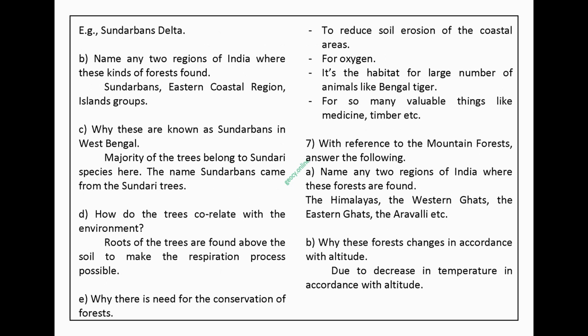Why are these known as Sundarbans in West Bengal? Majority of the trees belong to Sundari species here. The name Sundarbans came from the Sundari trees. How do the trees correlate with the environment? Roots of the trees are found above the soil to make the respiration process possible.